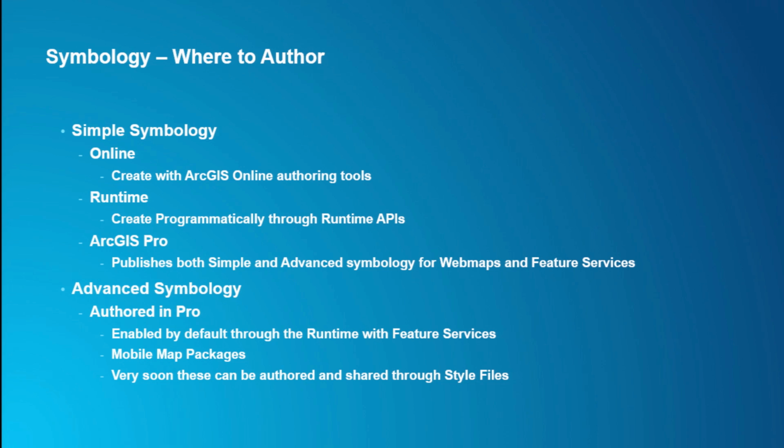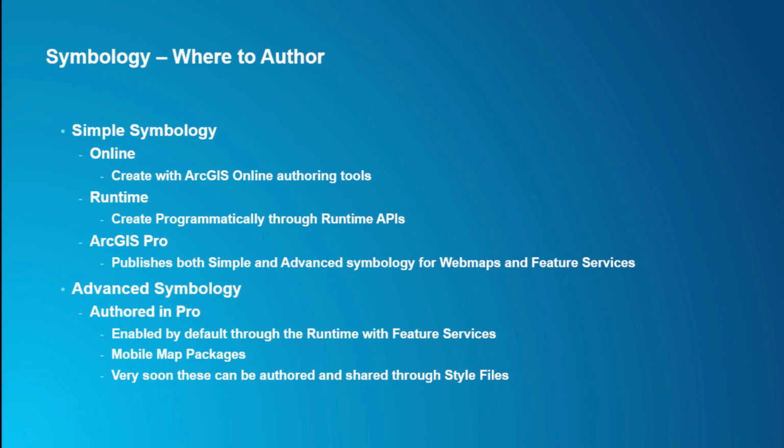Advanced symbology can only actually be authored in Pro, and it is actually enabled by default through the feature service. It's the only symbology that comes through on the mobile map package. And soon, you'll be able to author it by sharing your style file with the runtime.